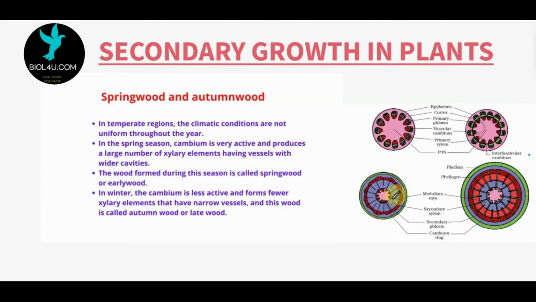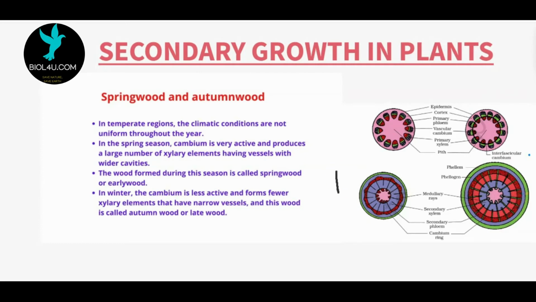So spring wood is also known as early wood. Okay, so what happens in the winter? In the winter season, the cambium is less active. As a result, fewer xylem elements are produced, with narrow vessels. So during the winter season, xylem vessels are very few in number and very narrow.